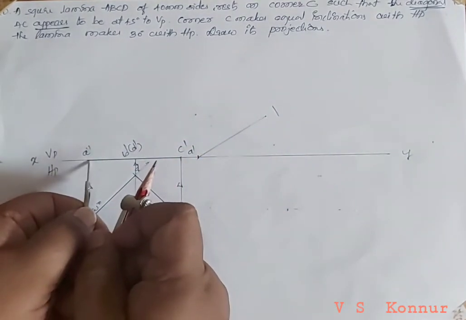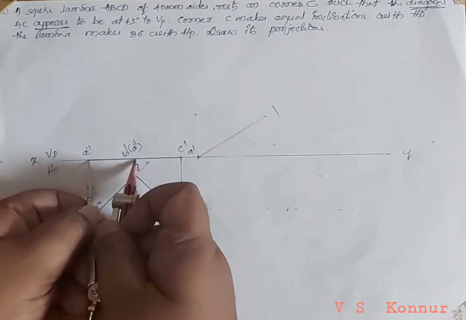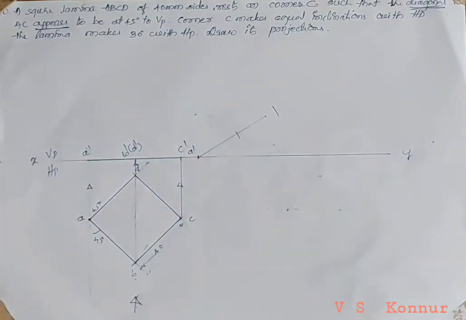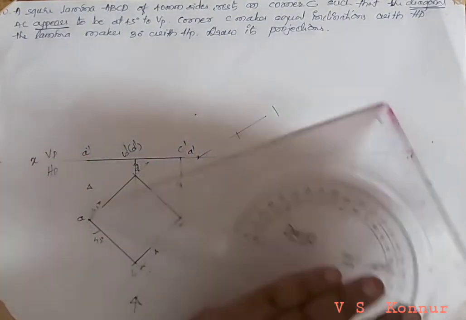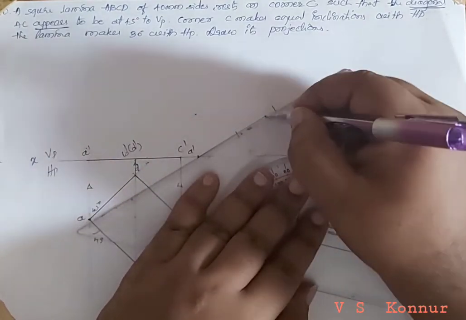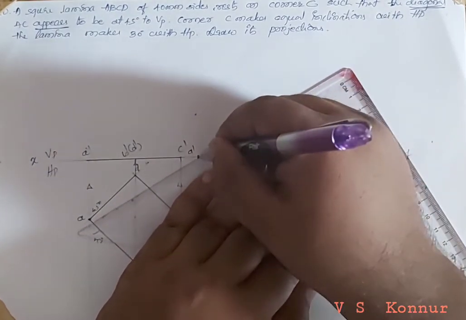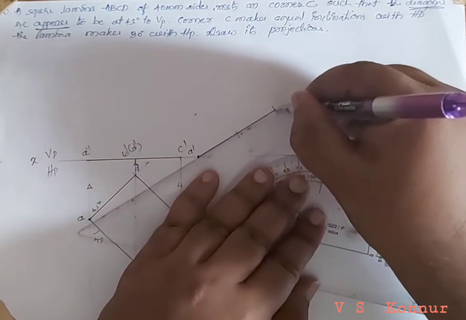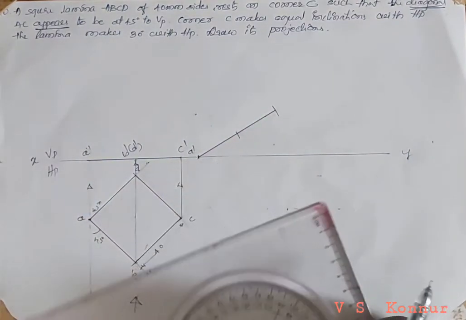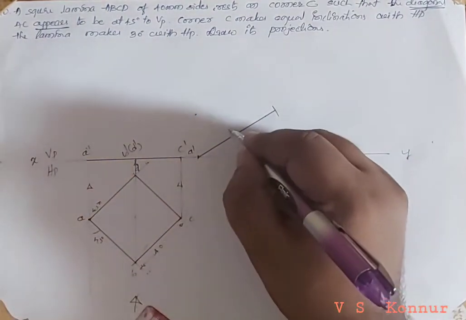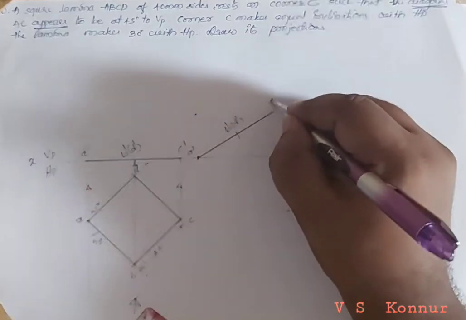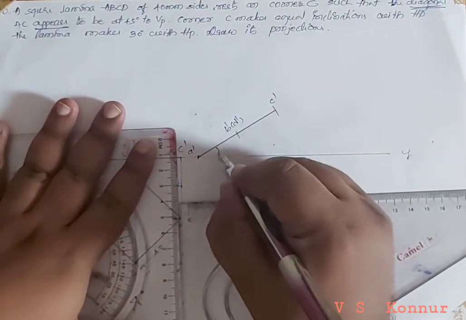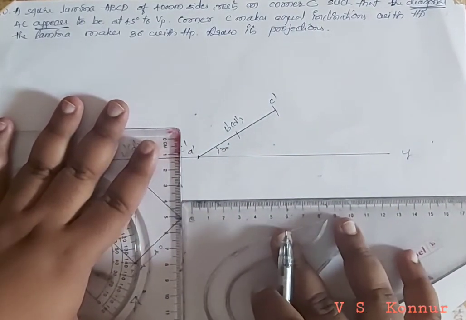Then we'll take the distance A to B. Then we'll cut from A to B. So we'll make the line dark. This part you have to make it dark. Here you will get B dash D dash point, and here you will get C dash point. Now we'll draw the projectors from these points. It is inclined at an angle of 30 degree with HP.